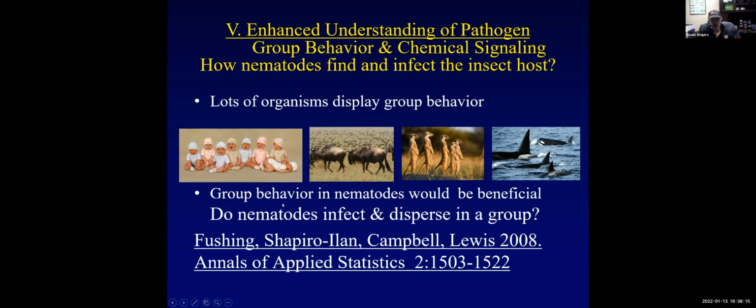So we hypothesized they must work in groups, both for infection and for movement, so that they'll stay together for dispersal. So we first looked at infection and found that was indeed the case, that they do infect together. If you have an arena and you put a bunch of insects in a circle and nematodes in the middle, they'll tend to infect just a few of those insects rather than all of them evenly. So they're infecting as a group.